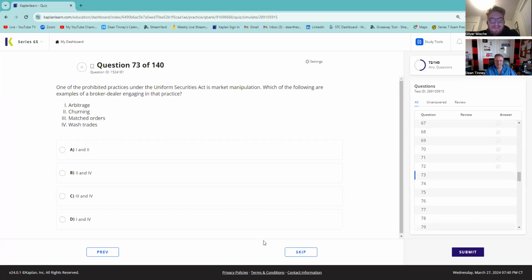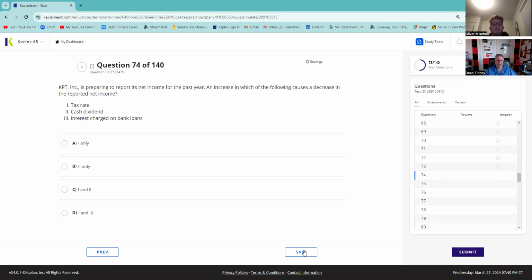That's my favorite customer. One of the prohibited practices on the Uniform Securities Act is market manipulation. Which of the following are examples of a broker dealer engaged in market manipulation? C. You said 3 and 4. You are correct. Arbitrage is perfectly okay. Churning is not, churning is market manipulation. Good job.